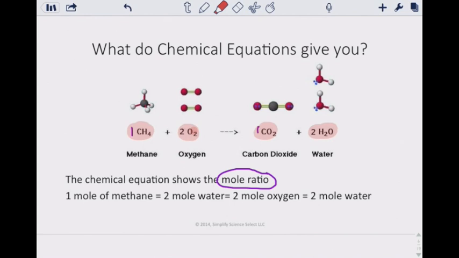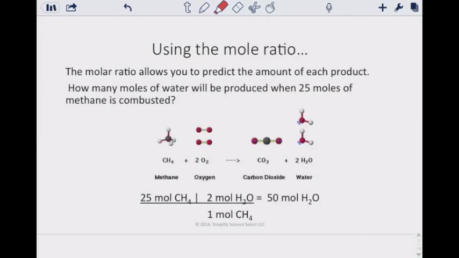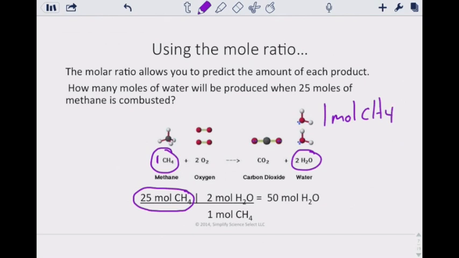Where do those coefficients come from? Well, we know that those coefficients come from the balanced chemical equation. And really, when we're talking about mole ratio, when we're talking about chemical equations, we're always talking about a balanced chemical equation. So how do we use the mole ratio? Looking at those coefficients, the mole ratio allows you to predict the amount of each product. In this example, how many moles of water will be produced when 25 moles of methane is combusted? I'm trying to figure out how much water I am going to get if I start with 25 moles of methane. Well, the mole ratio between methane and water is 1 to 2. So 1 mole of CH4 equals 2 moles of H2O.